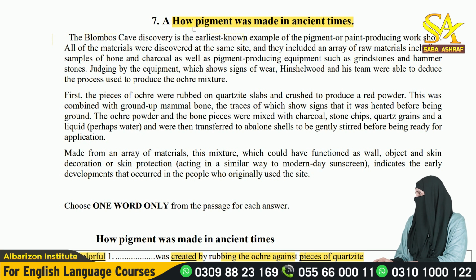First, we read the topic. How pigment was made in ancient times. The Bloomberg's cave discovery is the earliest known example of the pigment producing workshop. All the materials were discovered at the same site and they included an array of raw materials, included samples of bone and charcoal as well as pigment producing equipment such as grindstone and hammerstones. Judging by the equipment which shows signs of wear, Hinchelwood and his team were able to deduce the process used to produce the ochre mixture.